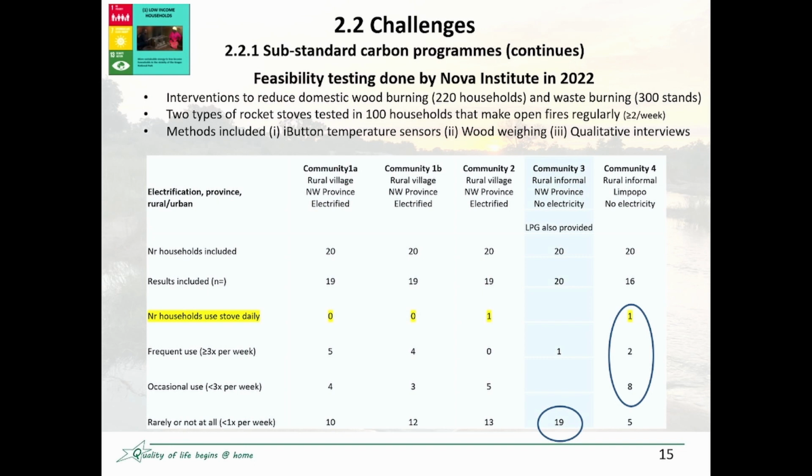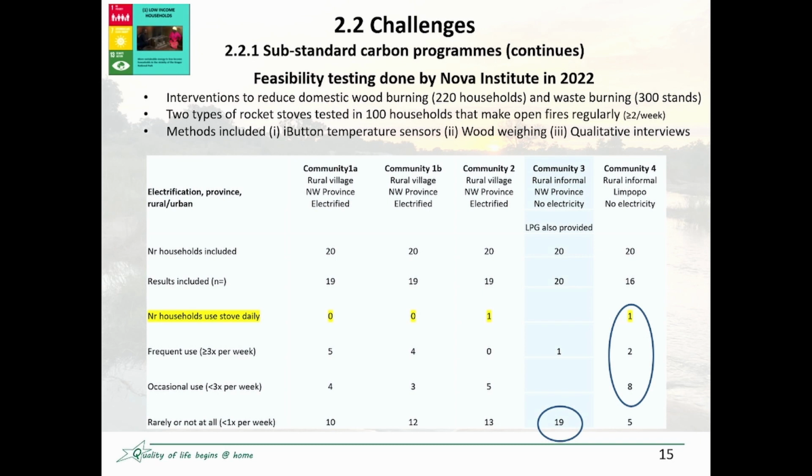And the reason we know that is we did very comprehensive measurements. We did iButton temperature sensor measurements, wood weighing, and qualitative interviews. So just to say why we are doing all these things, with a temperature sensor, you can see physically when people actually made the fire.